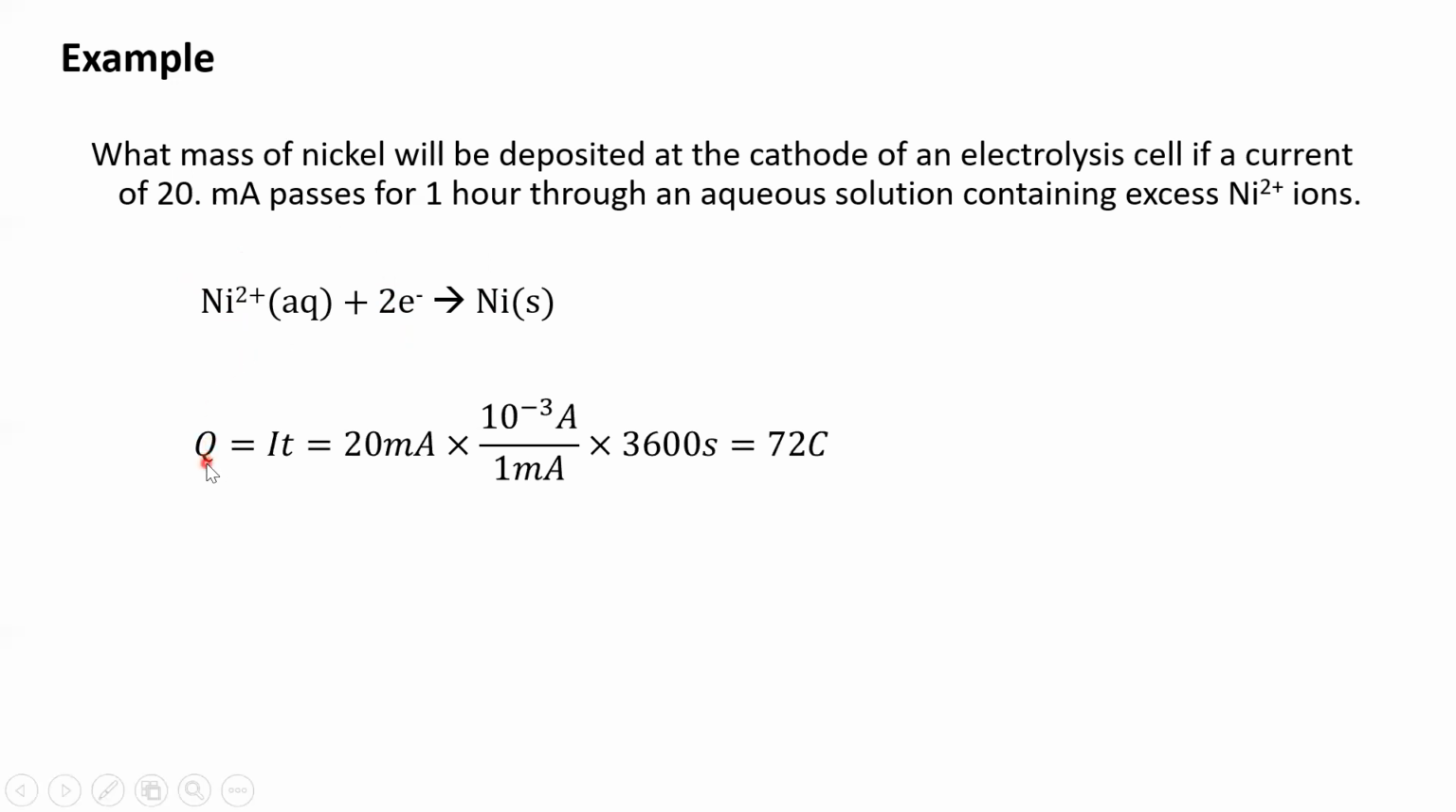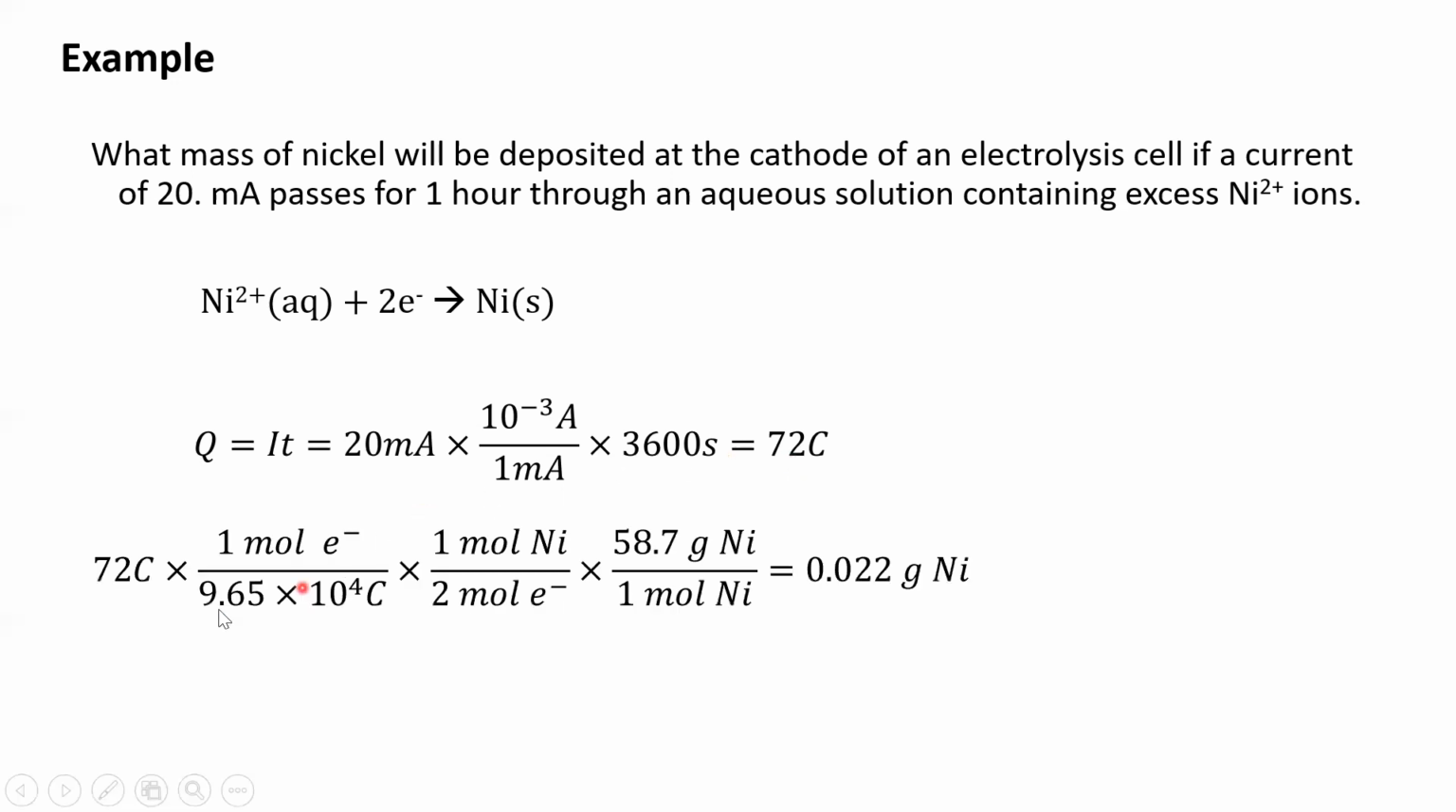And we know that our charge equals our current times our time. The current is 20 milliamps. Well, we can convert milliamps to amps the same way we could convert milliliters to liters. 1 milliamp equals 10 to the minus 3 amps. So here's our current in amps. We multiply it by our time in seconds. 1 hour equals 3,600 seconds. So our charge is 72 coulombs.